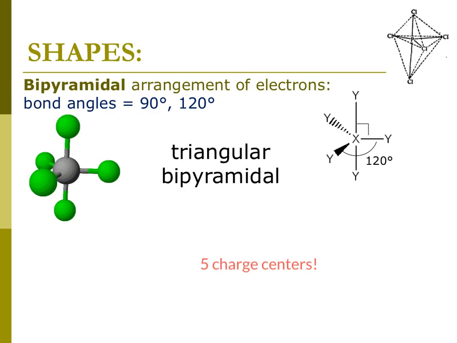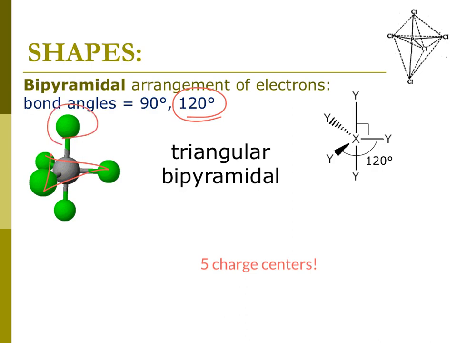Now let's take a look at some shapes for some expanded octets, which we have recently learned most of the atoms on the periodic table can actually have. So if I look at the basis for the 5 charge centers, we would see that there's basically a triangle connecting 3 that reminds me of the shape of the trigonal planar, where I have those 3 equidistant, 120 degrees away from each other, those atoms surrounding the central molecule.